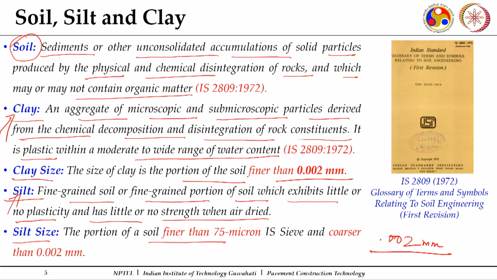So, when it comes to the sizes, it says that silt is the portion of soil which is finer than 75 micron, that is 0.075 mm, and coarser than 0.002 mm, that is 2 micron, because normally the one below 2 micron comes under the category of clay soil.